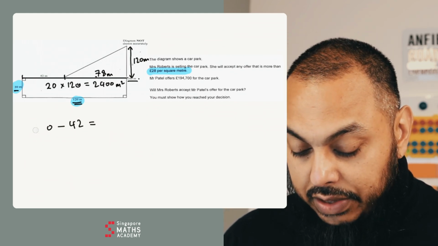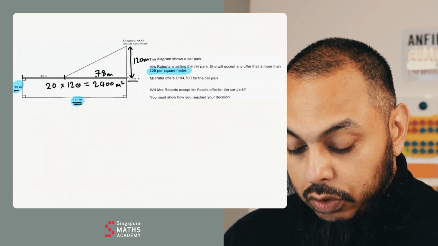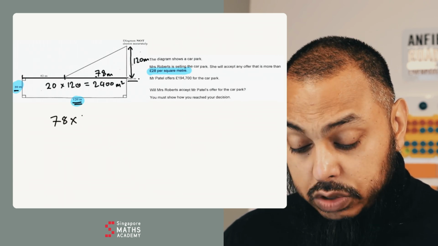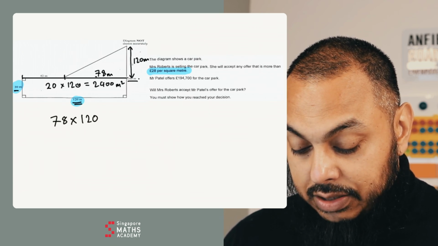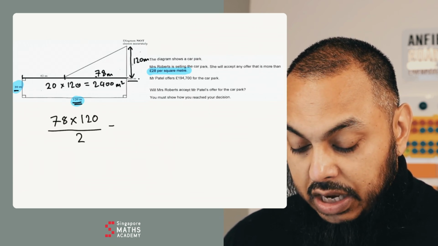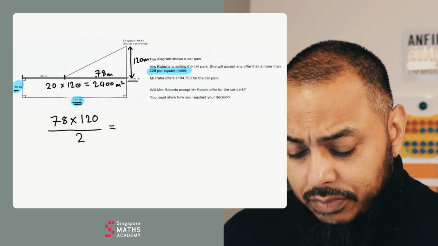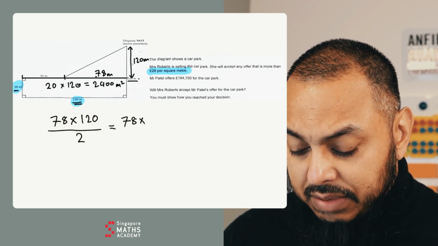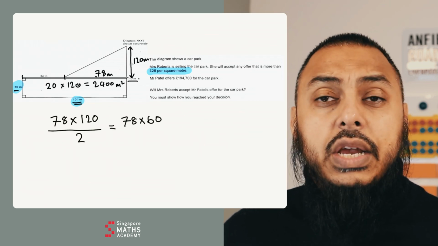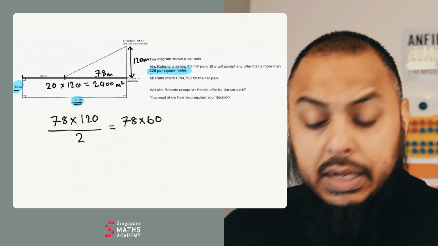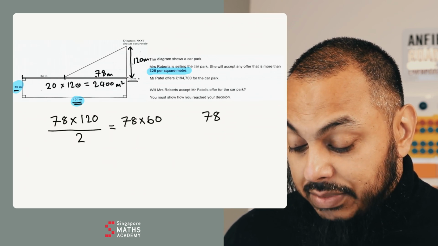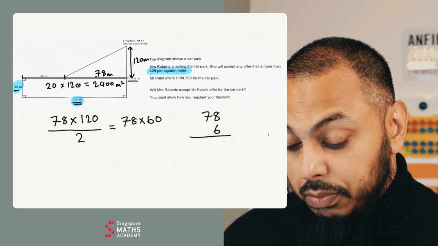So to work out the area of the triangle is going to be the base, 78 meters, multiplied by the height, 120 meters, divided by 2. I can do it in different ways. I might half 120 to get 60, for example, and do 78 times 60. That will give me the same answer here as well. So let's do that. 78 times 60, I can use column multiplication. 78 times 6, I might do that, and then multiply by 10.